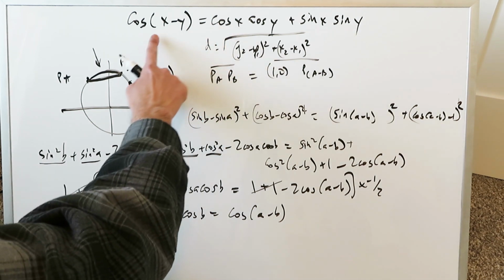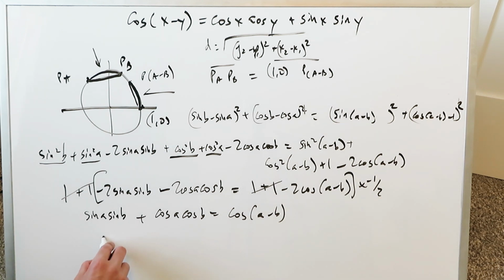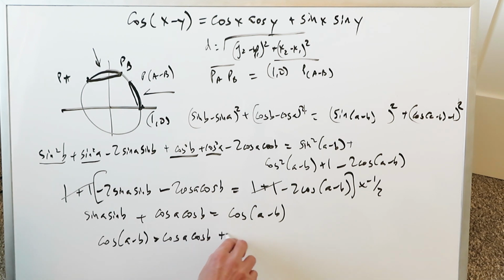So what if I'm not using X and Y's? A's and B's are just as good. You can rewrite this again in the proper order. Cosine A minus B is equal to cosine A cosine B plus sine A sine B. It could be cosine X minus Y is equal to cosine X cosine Y plus sine X sine Y, and that's the identity right over here, and it's proven for you. We have derived it for you using that property.